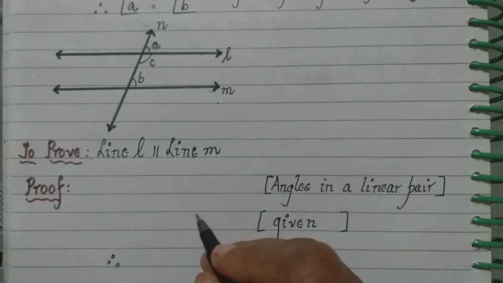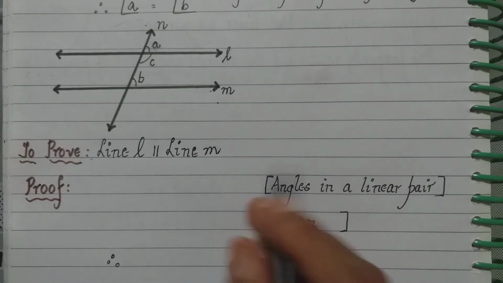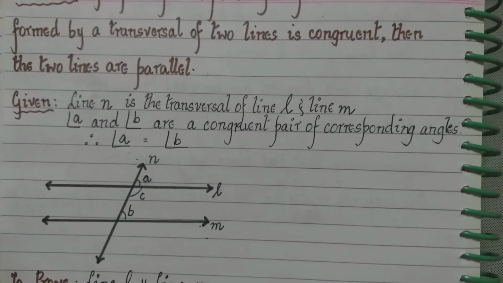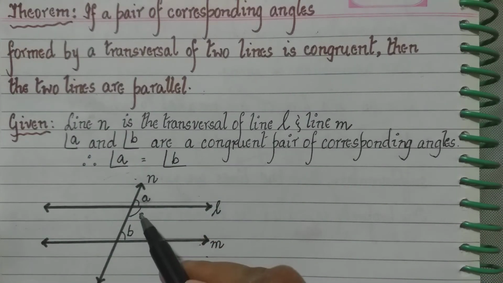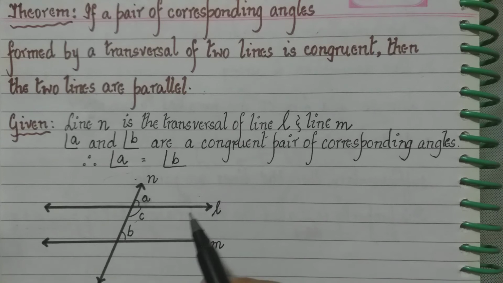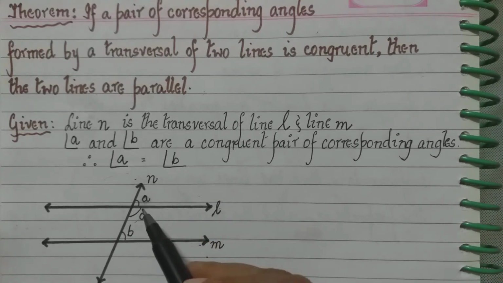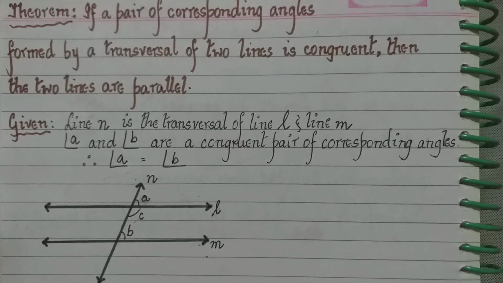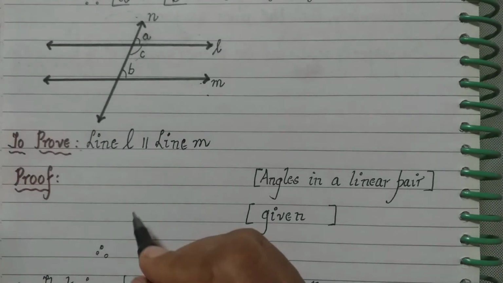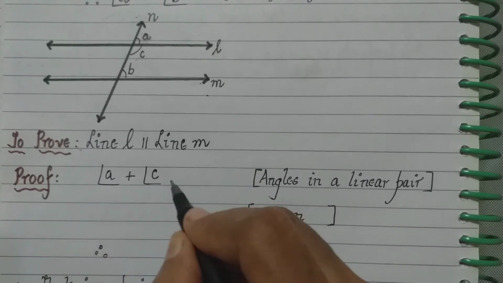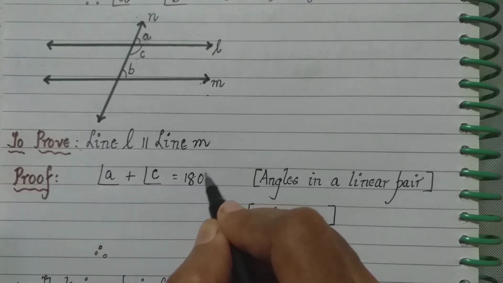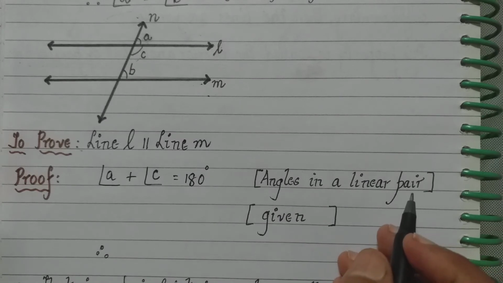Okay, we begin with the proof, same as what we did in the alternate angles test. First we look for a pair of angles which form a linear pair. So you see here angle A and angle C. This angle plus this angle form this straight line. So angle A plus angle C form a straight line, which is 180 degrees. So angle A plus angle C equal to 180 degrees. So I can write here, angle A plus angle C equal to 180 degrees, as I wrote the answer, angles in a linear pair.